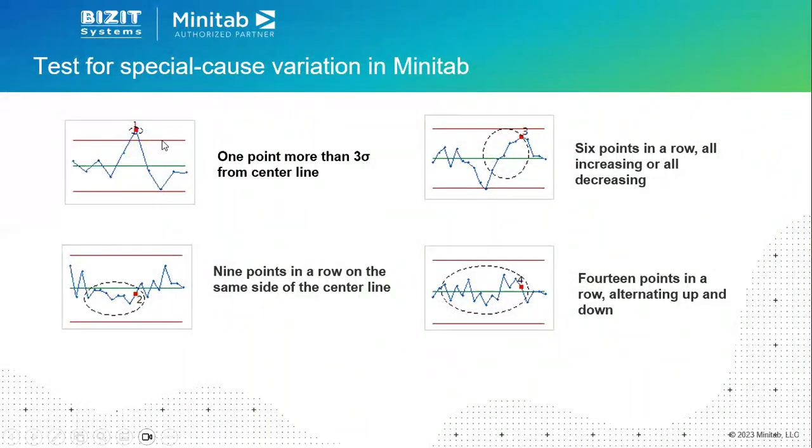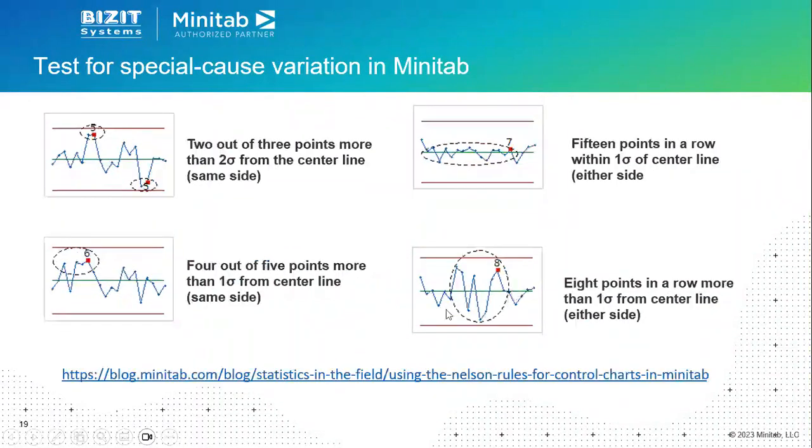I mean beyond this limit, three sigma. Or maybe you want to see the pattern inside. You have 6 points in a row, increasing or decreasing, and then maybe 9 points in a row on the same side of the center line. And then you can go for 14 points in a row, alternating up and down. And then we have 8 special cause tests.